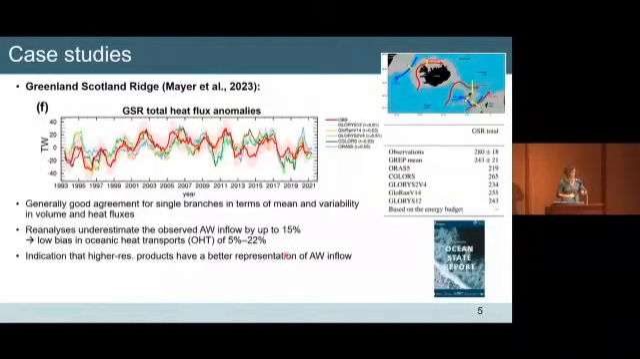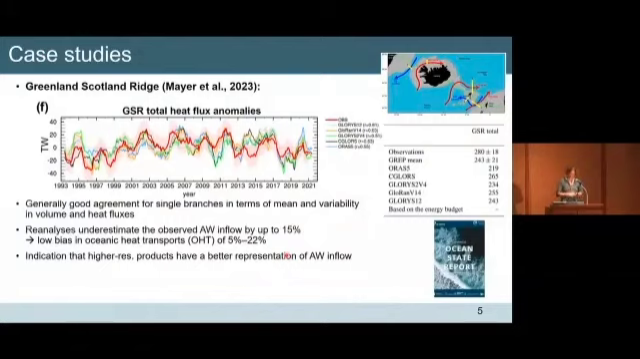And are displayed as the red line in the figure. And so what do we see? So this is the total heat flux through the whole Greenland-Scotland ridge. And we see that in terms of variabilities, the reanalysis actually perform reasonably well, and especially for the single branches, so really for the Greenland-Iceland part, the Iceland-Faroe part, and so on. Also the mean values are represented quite well.